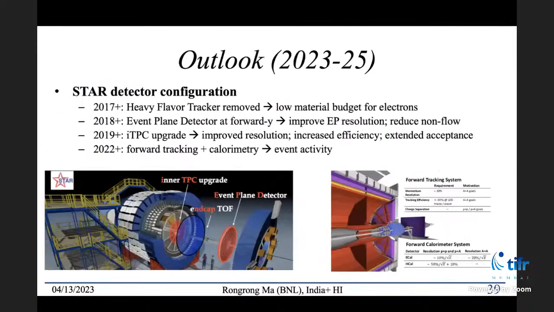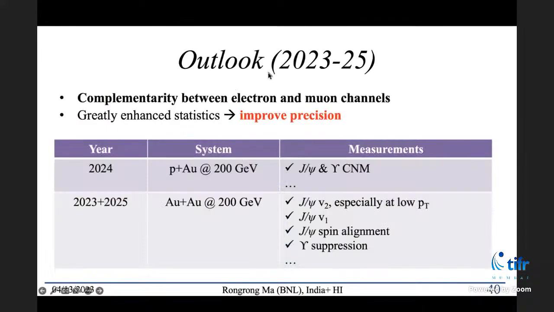So I just want to briefly look into the future. I think starting, maybe I can skip this one. So in 2023 and 2025, we plan to take p-gold data in 2024.